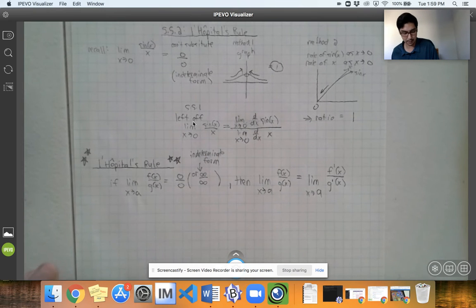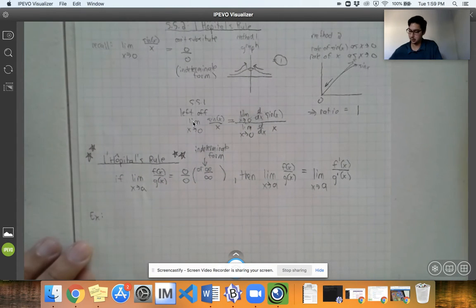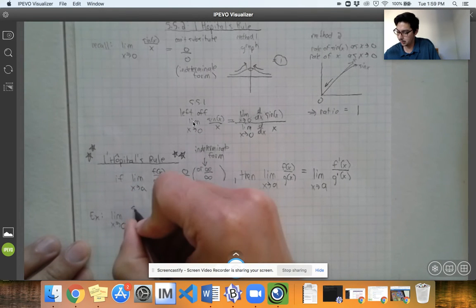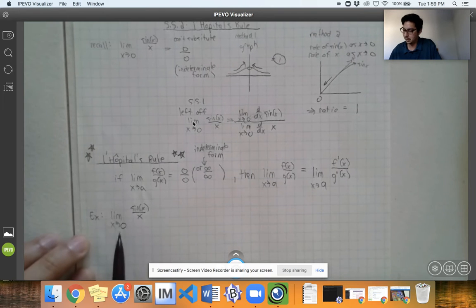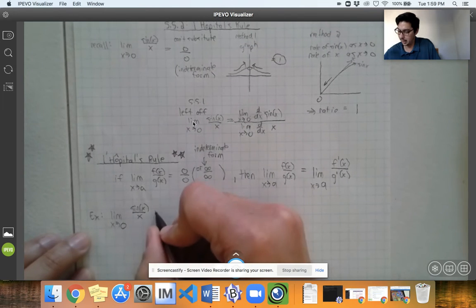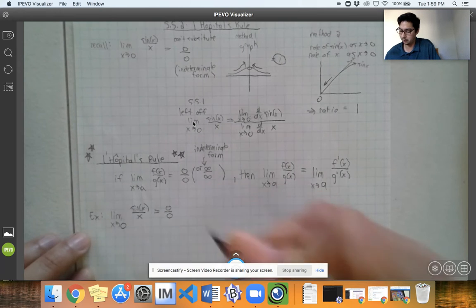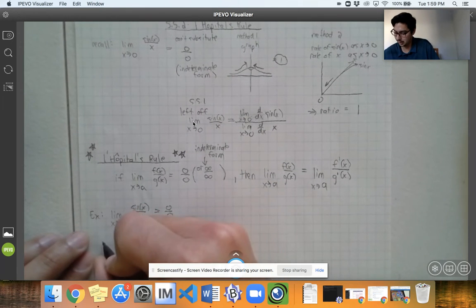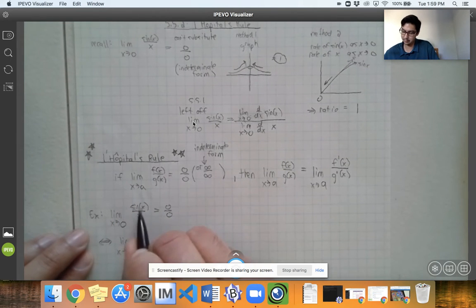So let's look at a few examples to help you understand this in practice. Let's do that original problem from last lesson and see how it equals 1. Notice if we try plugging in 0, we get 0 over 0. Therefore, we can apply L'Hopital's rule, which says this is equivalent to the limit as x approaches 0 of the derivative of sine of x.